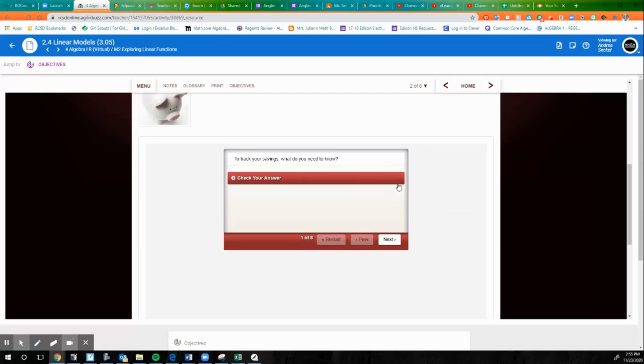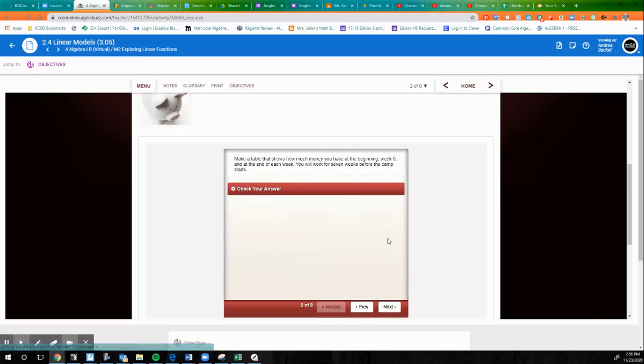You want to go through these slides using the study guide or a piece of paper so that you can get all the different parts of this problem. So to track your savings, what do you need to know? You want to know how much money you have at the end of each week. Moving through, the first thing you want to do is make a table, starting from week 0 where you have the money and then going each week before camp starts.